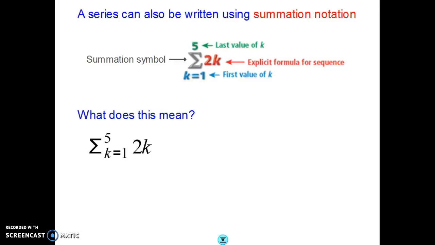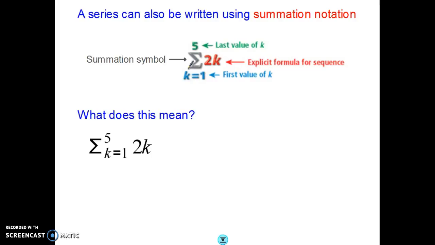Now, as you can probably imagine, if you have a very long series with a lot of terms that have to be added together, that can take a while, and it's not a very convenient way to express that summation. There's a much shorter and more compact way to write it called summation notation, which can be seen here on the screen. So there are several pieces to this to point out.